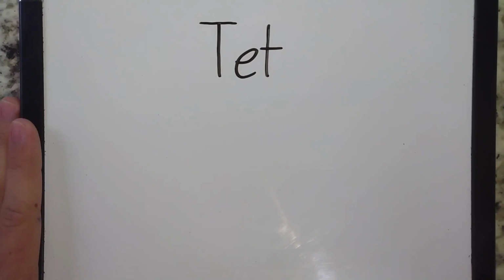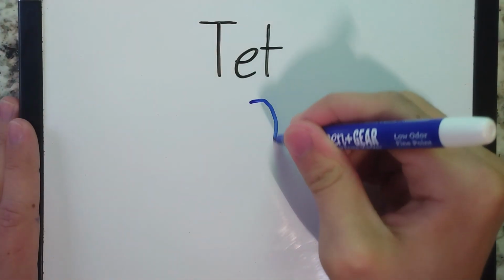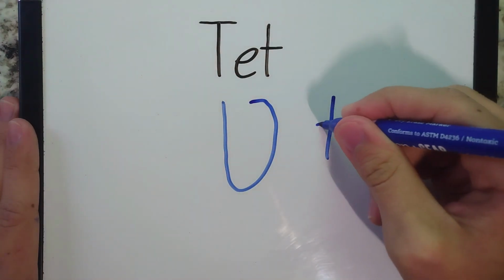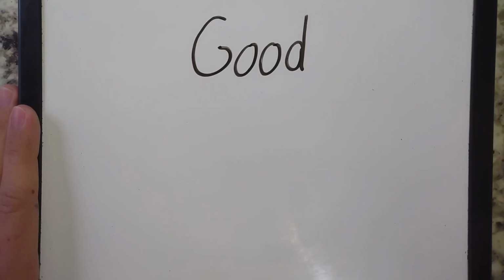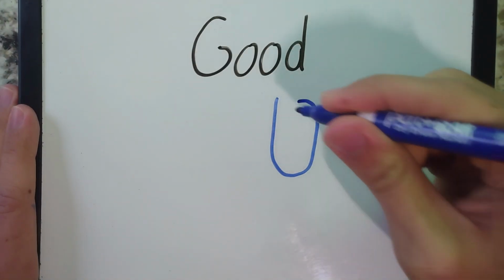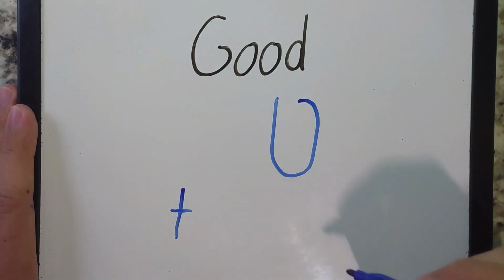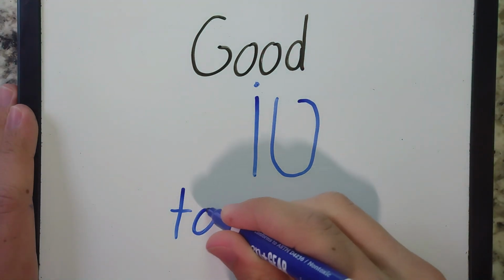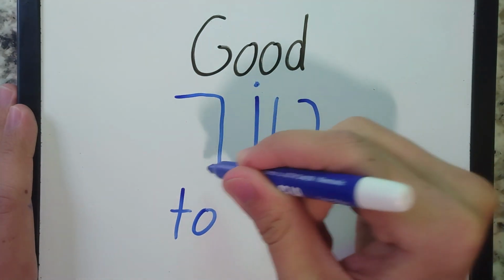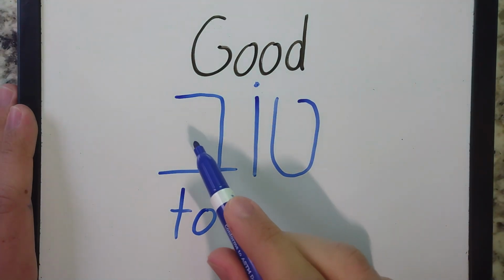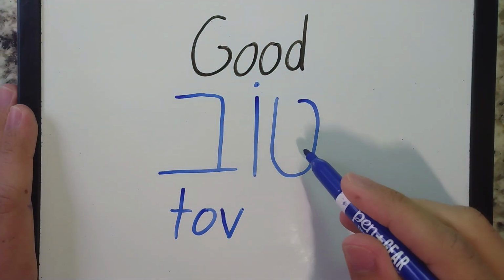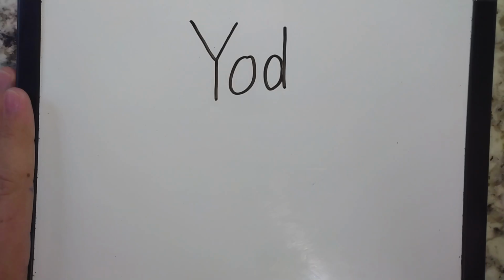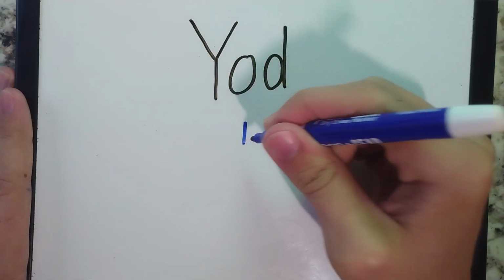Moving on, let's learn the 9th letter of the aleph-bet, which is tet. It's a pretty simple letter. All it does is make the t sound. The word good starts with a letter tet, which says t. The tet is followed by a vav with a cholam, which says o. And the word ends with a bet without dagesh, which says v. O, v, tov, good.